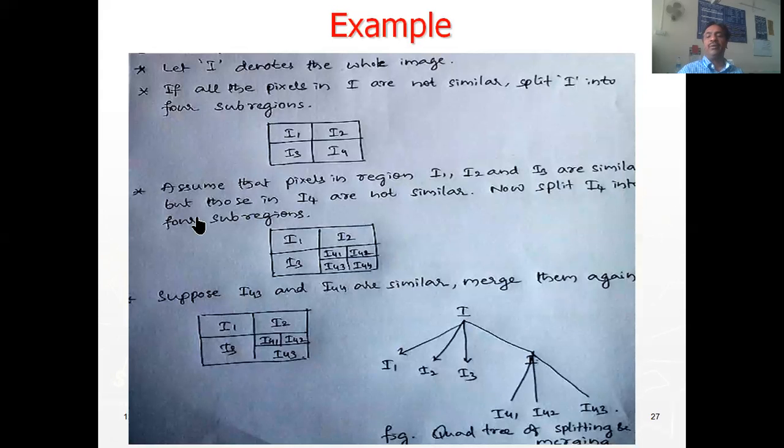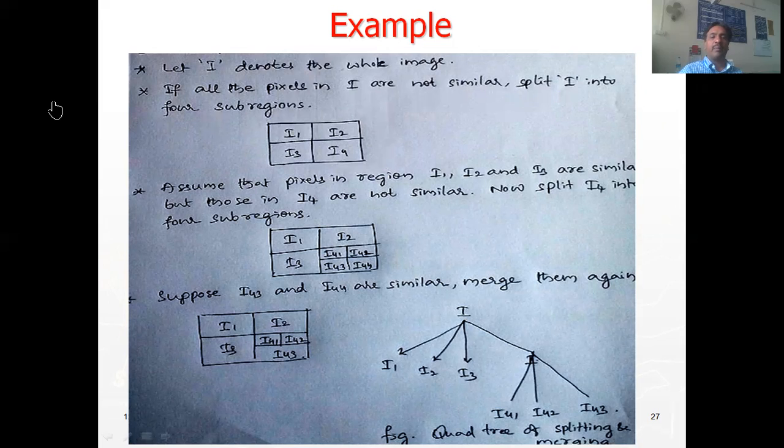Here we have shown the same thing with an example. Just assume that I denotes the whole image. You have an image which is represented as capital I. First, if all the pixels in the image I are not similar, we are going to split that image I into 4 sub-regions. It's just an example. You can have any approach for splitting and merging.